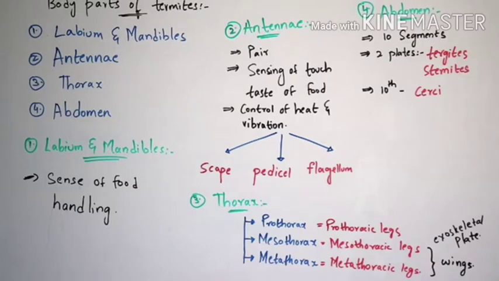So we can say that one pair of legs will be arranged from each thorax segment. One pair of legs will be arranged from the prothorax, another pair of legs will be arranged from the mesothorax, and another pair of legs will be arranged from the metathorax.